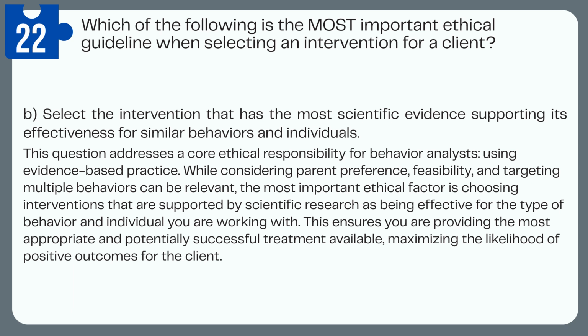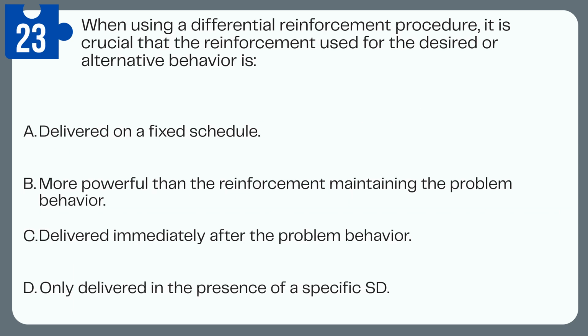Question 23. When using a differential reinforcement procedure, it is crucial that the reinforcement used for the desired or alternative behavior is A. Delivered on a fixed schedule. B. More powerful than the reinforcement maintaining the problem behavior. C. Delivered immediately after the problem behavior. D. Only delivered in the presence of a specific SD.